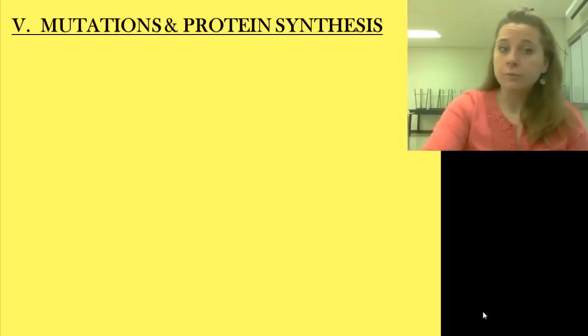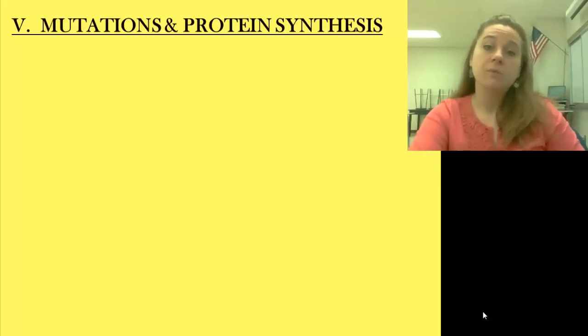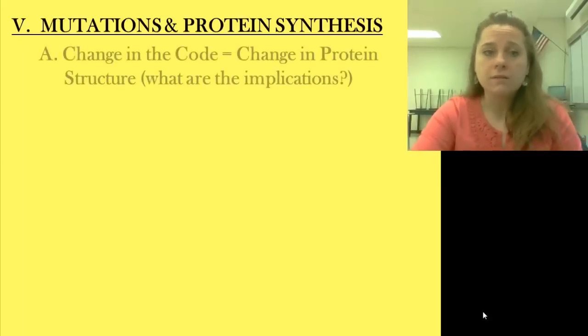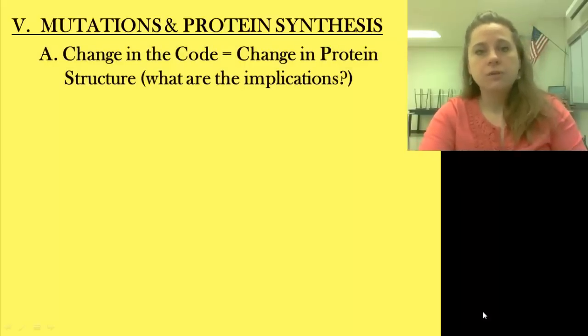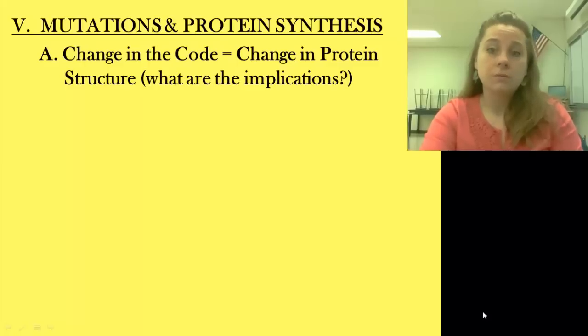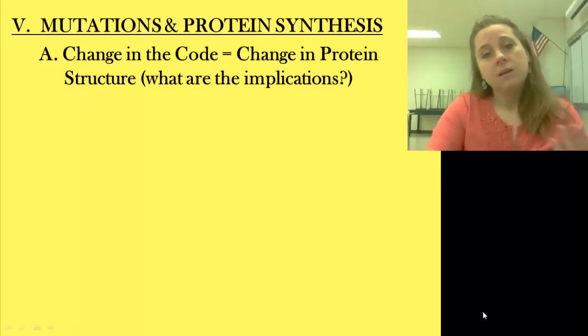Hi everybody, in this short segment we're going to talk about what happens when DNA is altered, and what happens to the resulting protein product when changes are made to the DNA code. So we'll look at the effects mutations have on protein synthesis. First off, when you have a change to the actual genetic code, you're going to ultimately get a change in protein structure most times, because that makes sense, right?